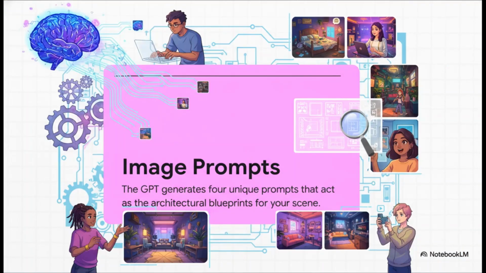And bam, just like that, the GPT delivers the blueprints. It's going to generate 4 completely distinct image prompts. The best way to think about these is like 4 scenes in a short story. You've got the beginning, the middle, the climax, and the big reveal. Each prompt just builds on the last one.